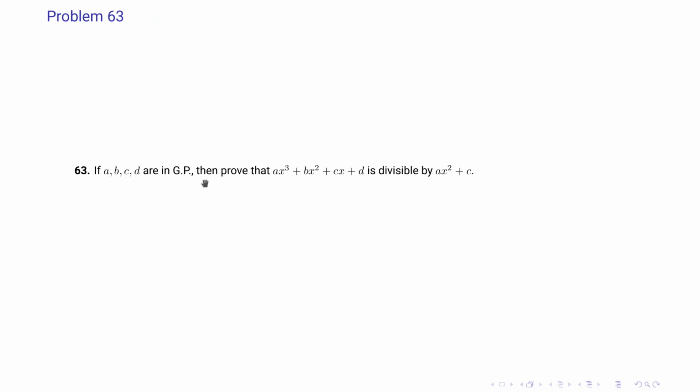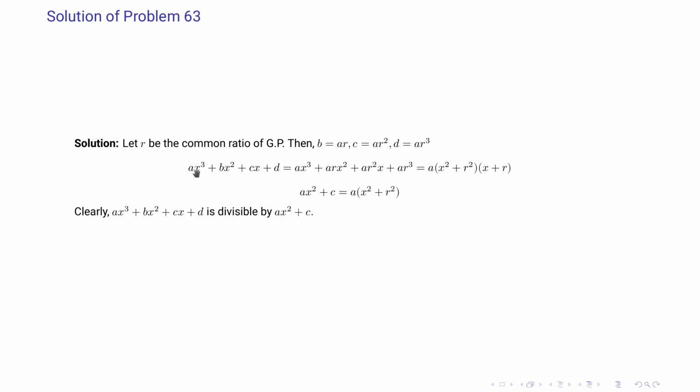If a, b, c, d are in GP, prove that (a x cube plus b x square plus c x plus d) is divisible by (x square plus c). So here we let r be the common ratio, then b is equal to ar, c is equal to ar square, d is equal to ar cube. So ax cube plus bx square plus cx plus d becomes a x cube plus ar x square plus ar square x plus ar cube, which is equal to a multiplied with (x square plus r square) multiplied with (x plus r), and x square plus c is a into (x square plus r square).